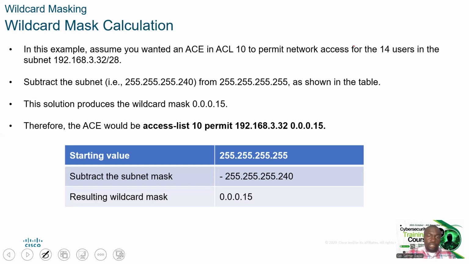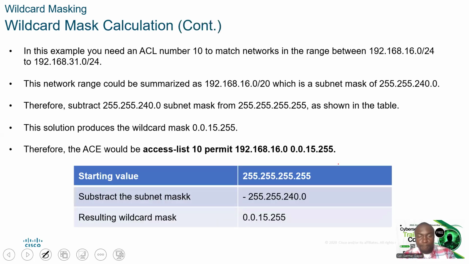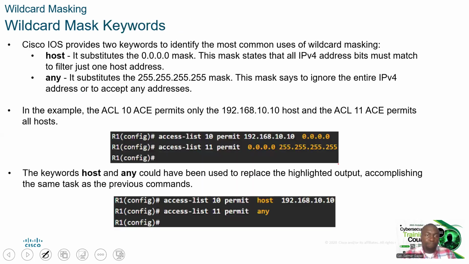Okay, this is the calculation that we're talking about. This is your old 255. So you minus from this subnet mask. Then you will get this wildcard mask. So if you have this wildcard mask, you want to get back your subnet mask, then you subtract from 255. All right? Subtract from 255. So this is the same thing.